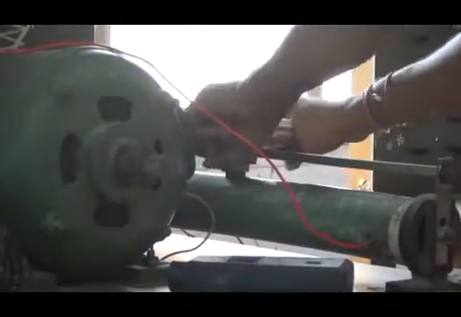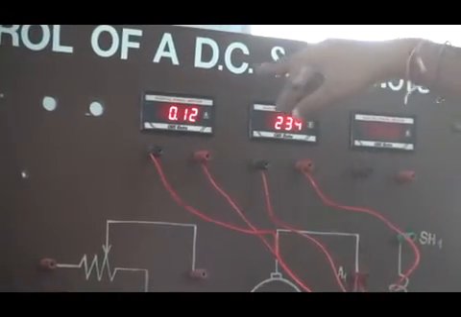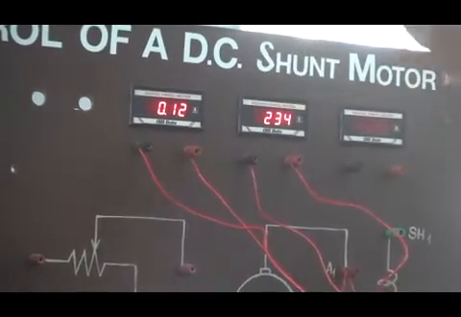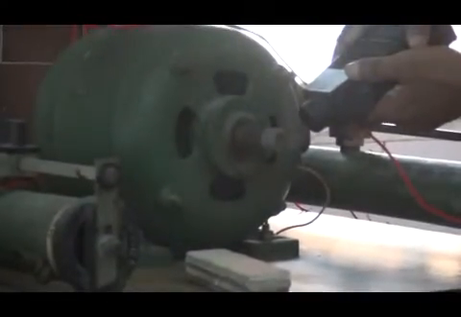With further increment of the field resistance, we see that the armature voltage is still remaining constant, whereas the field current has reduced to 0.12 ampere. The speed has seemingly increased. That can be understood by the sound of the motor. The speed is now showing up to be approximately 2600 rpm. We shall increase the resistance further.